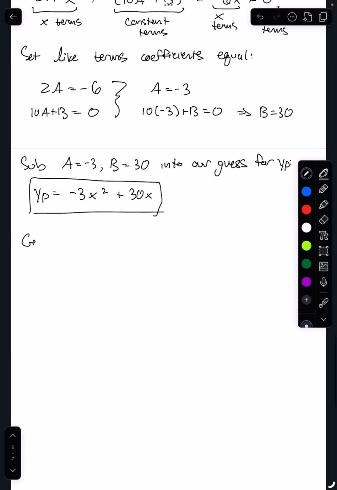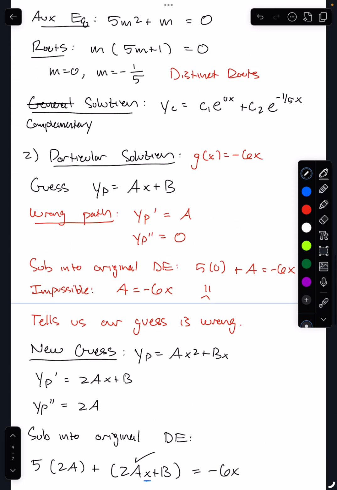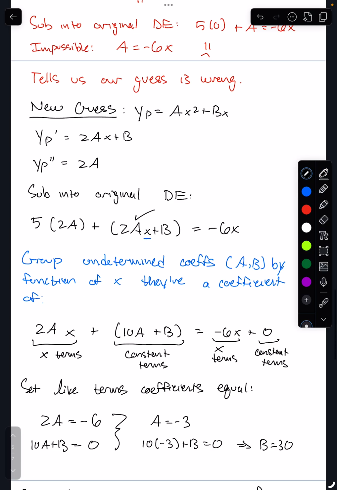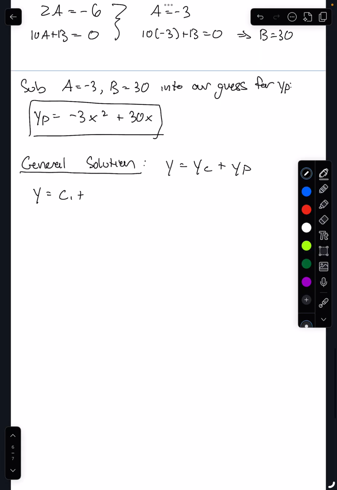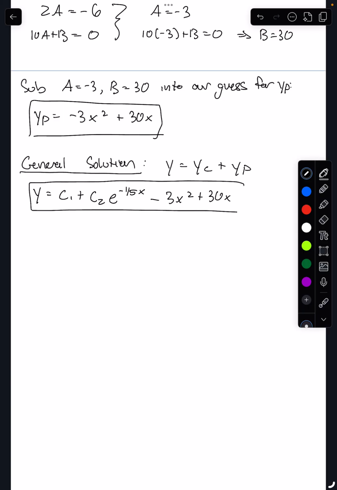Okay, so now we found our particular solution, and we have found our complementary solution. And so the general solution, how do we get that? Well, that's the sum of the complementary and the particular. So we go back and find our complementary solution, which was this guy up here. Our complementary solution is C1 plus C2 e to the negative 1/5 x. And then we have to add on our particular solution. So we could do minus 3x squared plus 30x. All right, so here's our general solution.